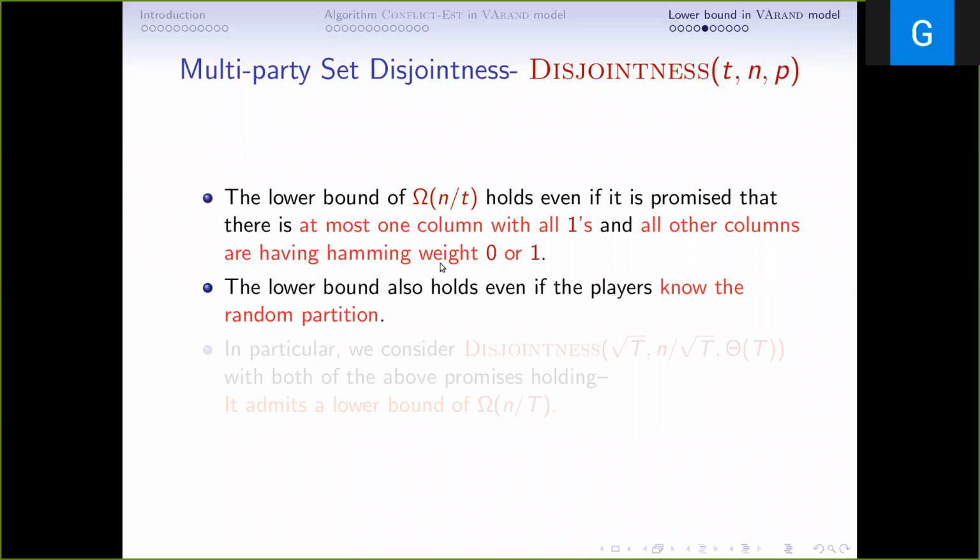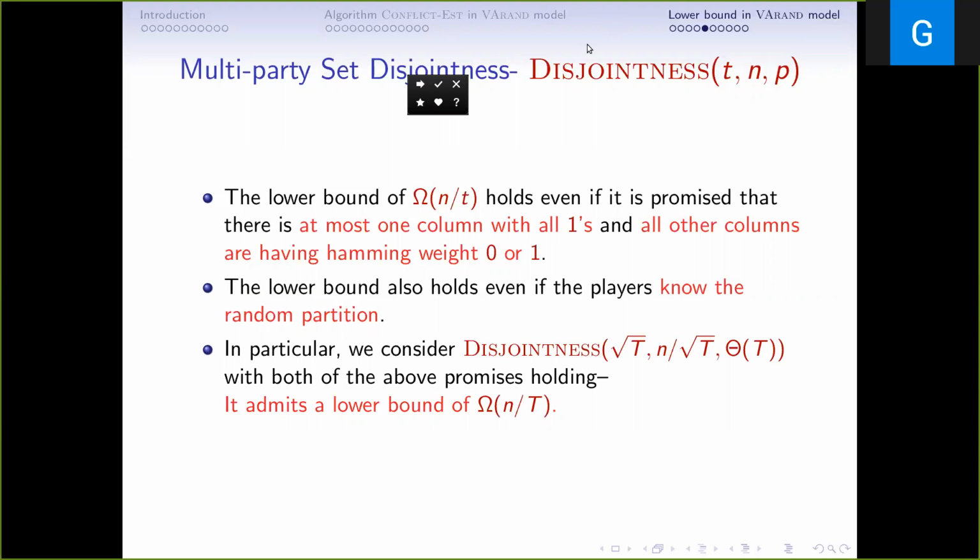Here we would like to point out that the lower bound holds even with two promises. The first promise is that there is at most one column with all ones, and all other columns have Hamming weight 0 or 1. So there can be two cases: either all the columns have Hamming weight 0 or 1, or there is exactly one column having all 1s and all other columns have Hamming weight 0 or 1. The second promise is that the lower bound holds even if the players know the random partition. We have said that the entries of the matrix are partitioned among players randomly, and this random partition is known to all the players. The lower bound of omega n by t holds even with these two promises.